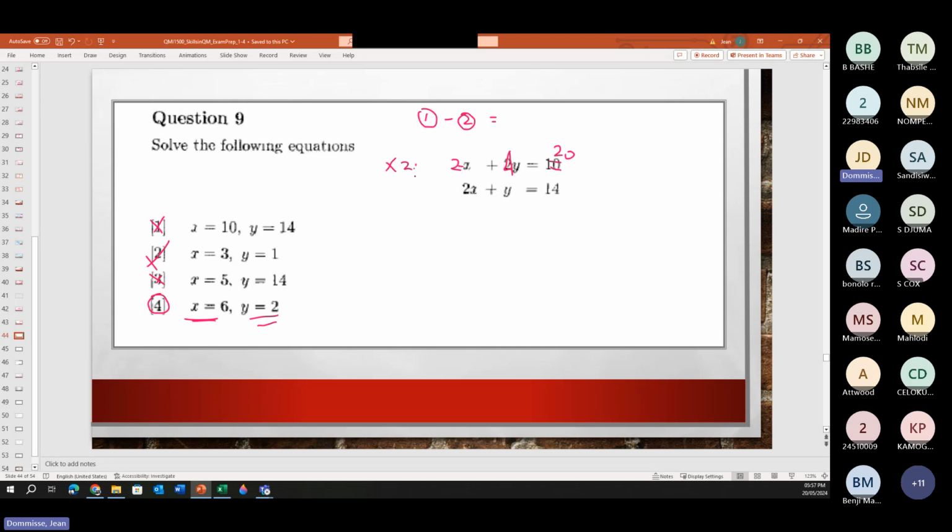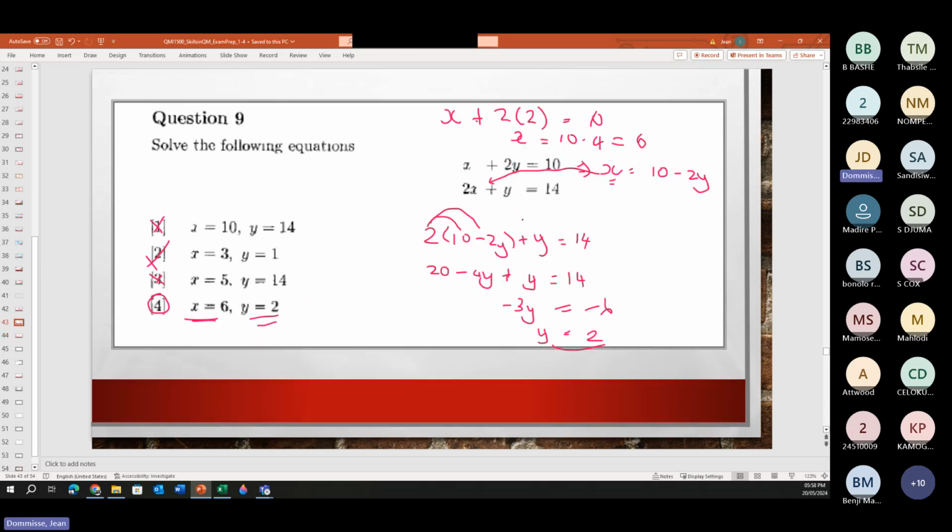So now I can say, well, the second one subtracted from the first one. So 2x minus 2x is 0. 4y minus y is 3y. 20 minus 14 is 6. Y is equal to 2. And then we substitute that in any one, and you will again get the same answer.